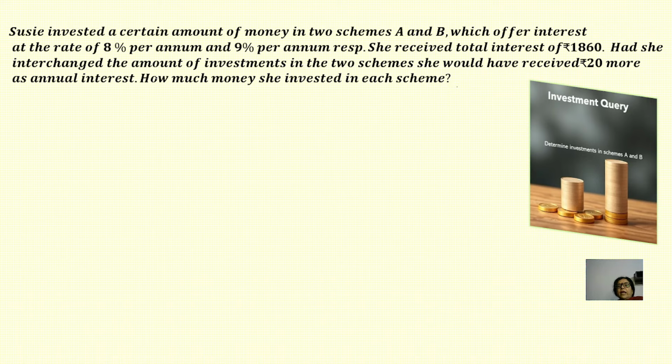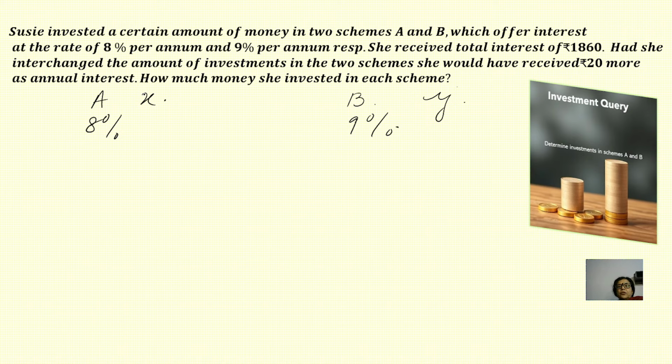So she's getting annual interest, and there are two schemes in which she's investing different amounts of money. Scheme 1, that is A, and scheme 2, that is B. Now, the first scheme is offering her interest at 8%, and the second scheme is offering her interest at 9%. Supposing she invests rupees x in the first scheme and y in the second scheme, she receives annual interest. Now, this 1860 is the annual interest.